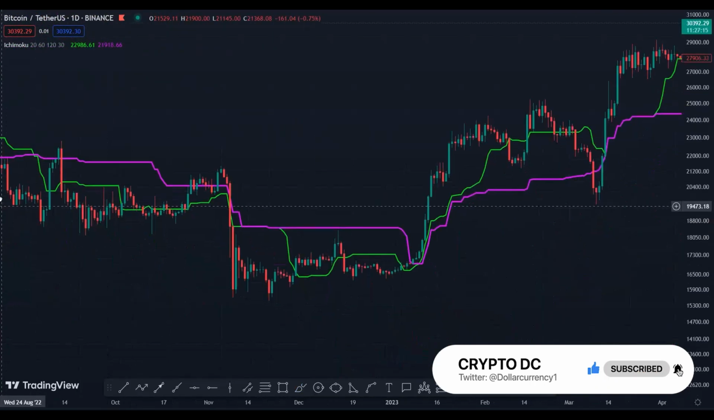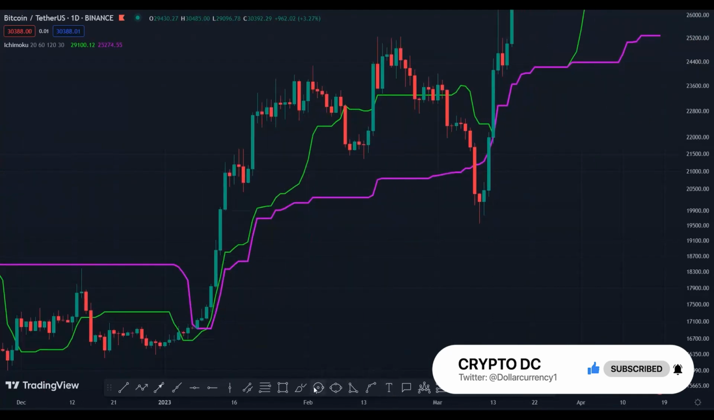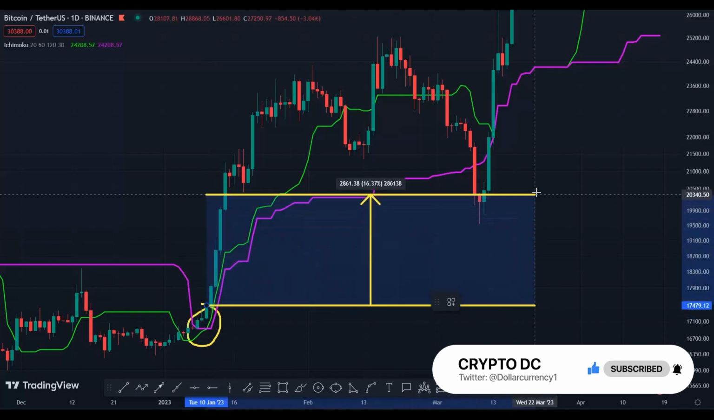Or for example, here look, here we have a bullish cross between the Tenkan-sen and Kijun-sen. The Tenkan-sen broke the Kijun-sen to the upside, so you want to be on the bullish side in this section here, at approximately $17,000.